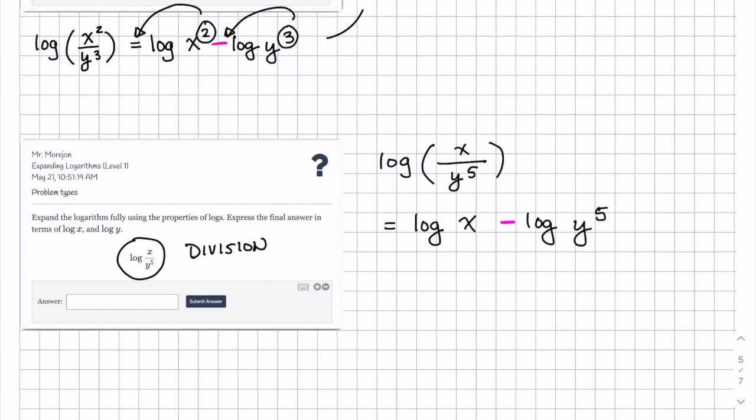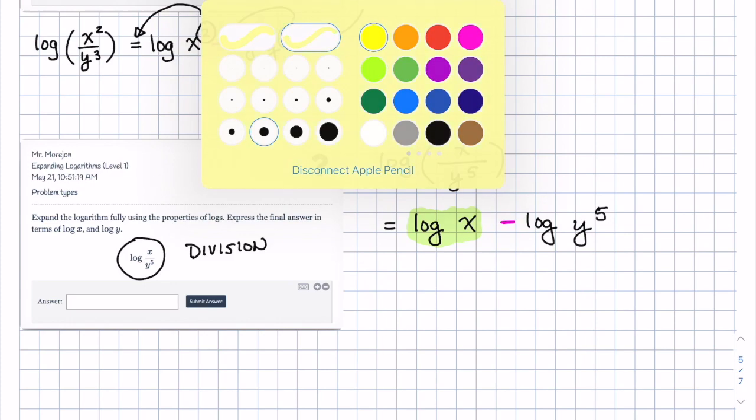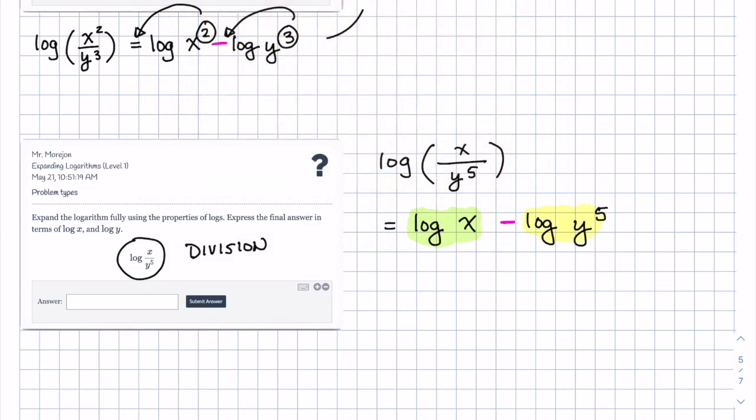And then if you look at this one, this first log looks pretty done. We can't really apply any other rules. There's no multiplication, there's no division, and there's no exponent to move. But if we look at this second log, there is one more property we can apply, and that is the power rule. So what the power rule says is we can take that exponent, throw it in the front of the log. So my final answer to this would be log of x minus 5 log y.